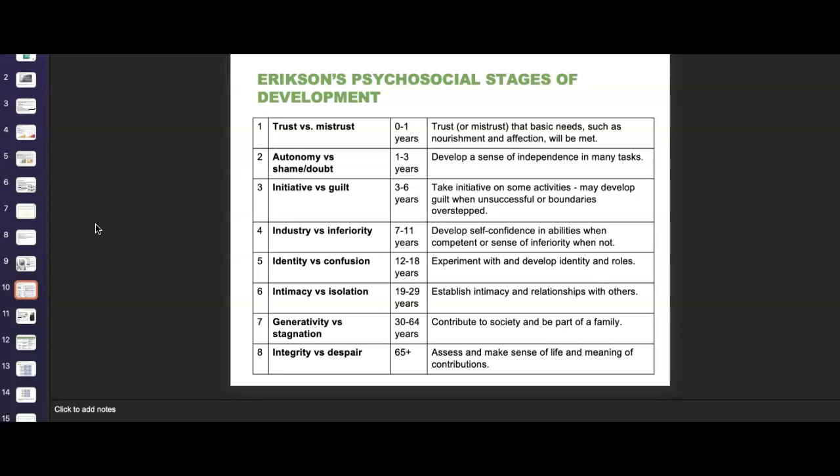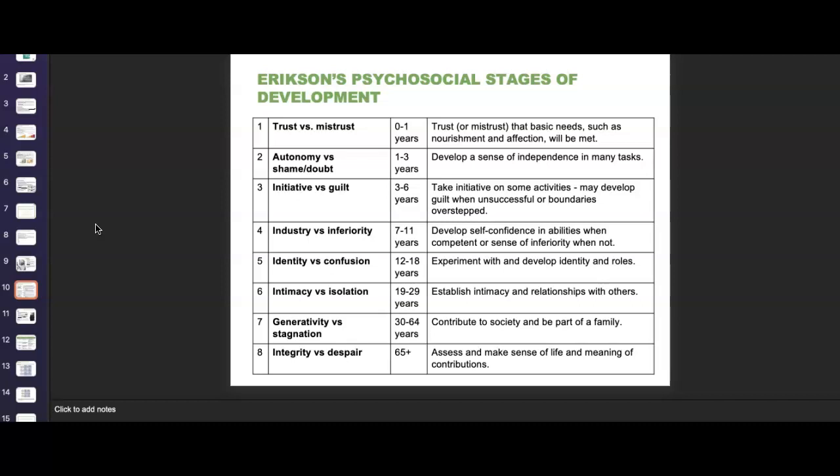In stage 4, you've got industry versus inferiority. This is from 7 to 11 years. This is where they develop self-confidence and abilities when competent, or a sense of inferiority when not. You begin comparing yourself with others, potentially at 7 to 11 years. You start to notice whether you're good at something or bad at it.